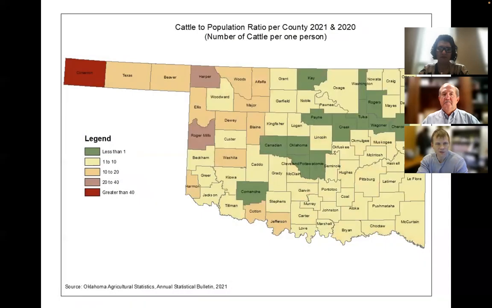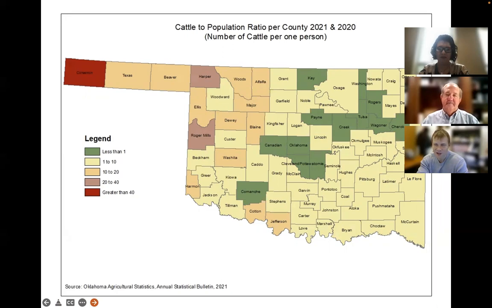Next slide. This is a fun one. It looks at the number of cattle per person in all these counties across the state. And the fun outlier there is Cimarron County, where they have 40 times as many cattle as they do people. So that's kind of a neat takeaway. Again, this is skewed a little bit towards the western part of the state. You can see in a lot of the eastern counties, we have less than 1 cow per person, and some are just a little bit over 1. But certainly an outlier there in Cimarron.